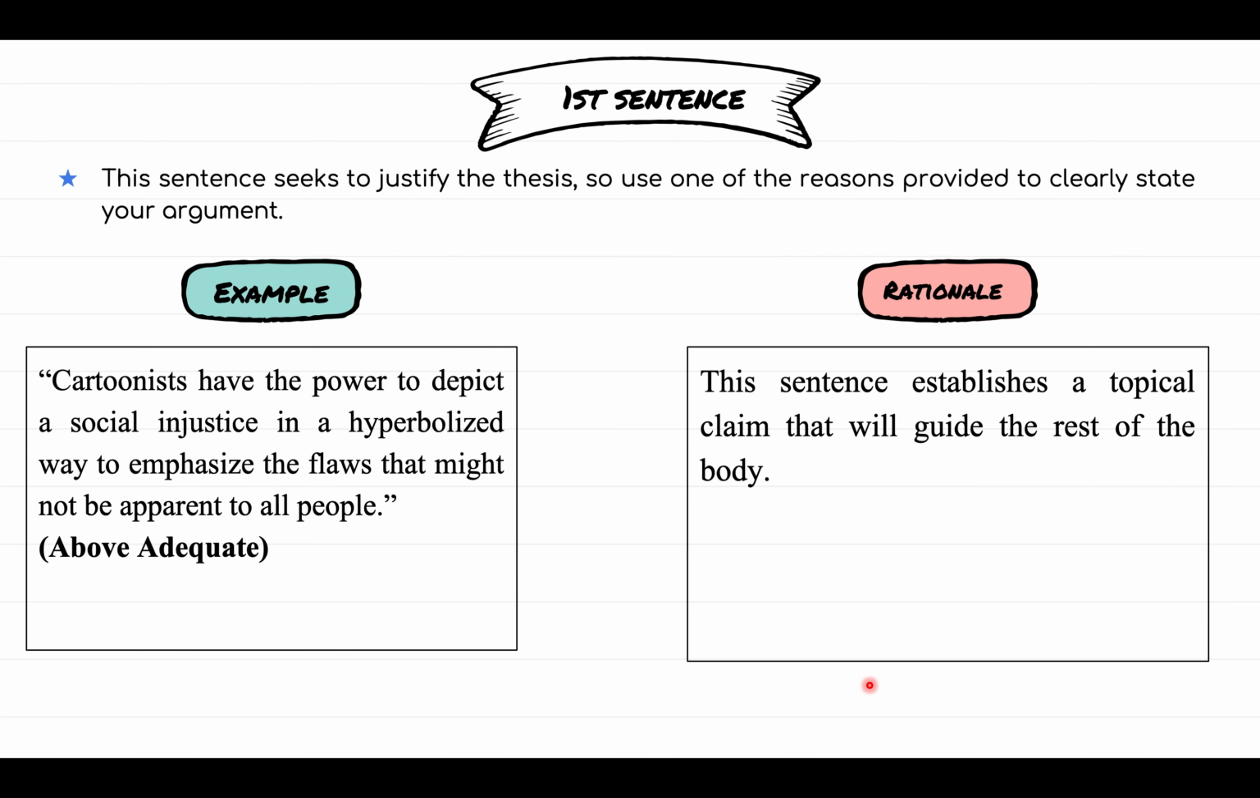The first sentence, all right. The first sentence again seeks to justify the thesis by providing a clear, supportable argument. Cartoonists have the power to depict a social injustice in a hyperbolized way to emphasize the flaws that might not be apparent to all people. Okay, that's a big sentence. Now the writer has to unpack that sentence. That cartoonists have a power to present information in an exaggerated fashion, right? That emphasizes flaws that other people may not see. And this is important. Okay, well, let's see how that works.